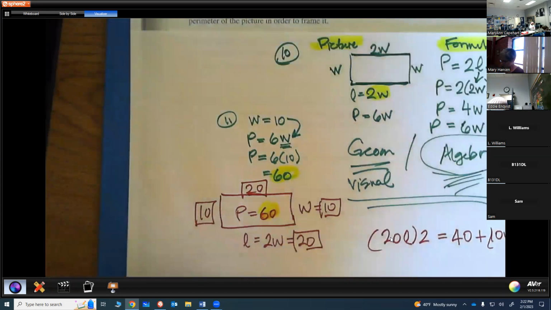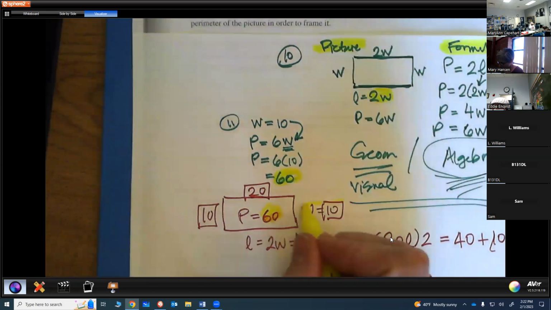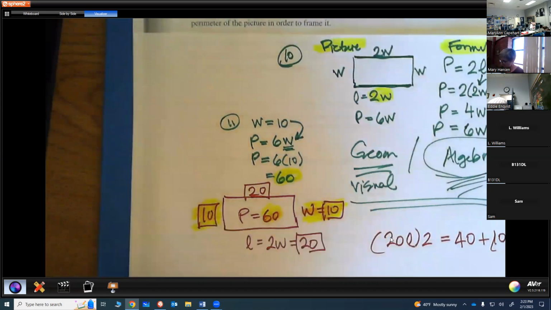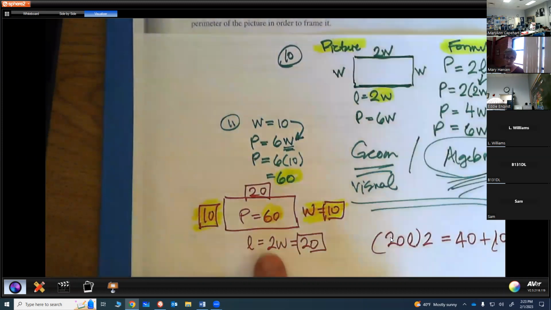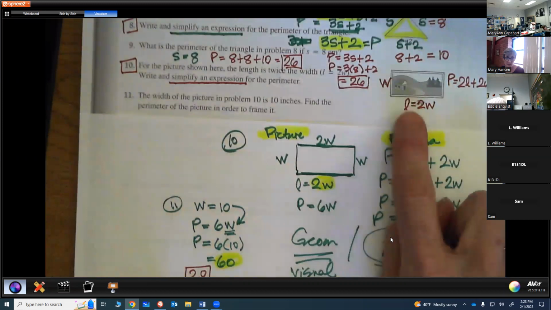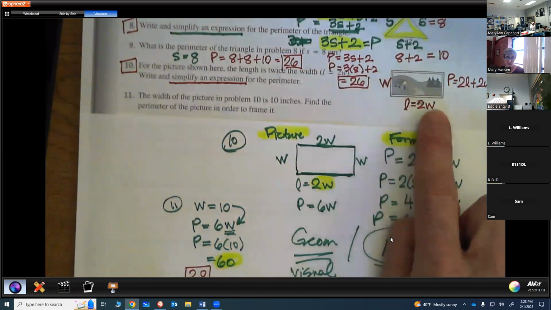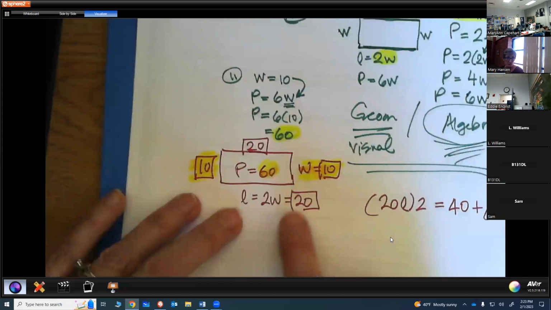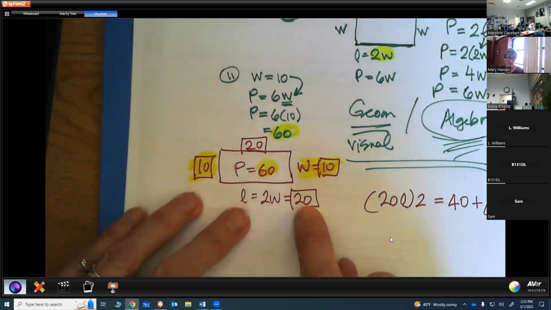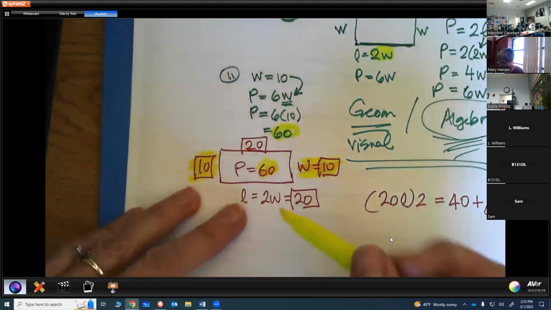Yeah, okay. So I've got a width of 10 and a width of 10, but then the length is twice the width. And that was given way up here in the original picture. The length equals twice the width, which means that once we know the width, we double it to get the length. Or in this picture here, if the width is 10, then we double the width to get 20.